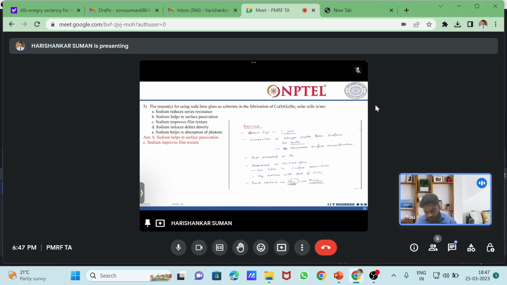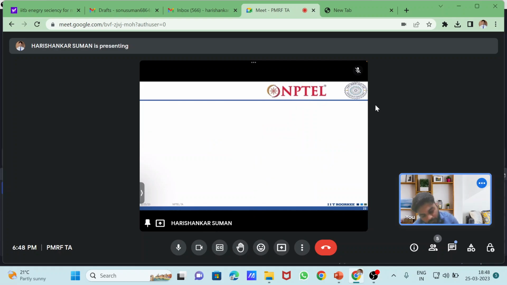As already discussed in class, you can see, there is diffusion from the soda lime slab, which helps surface passivation. And another is improving the film texture. Let's move on to another question.